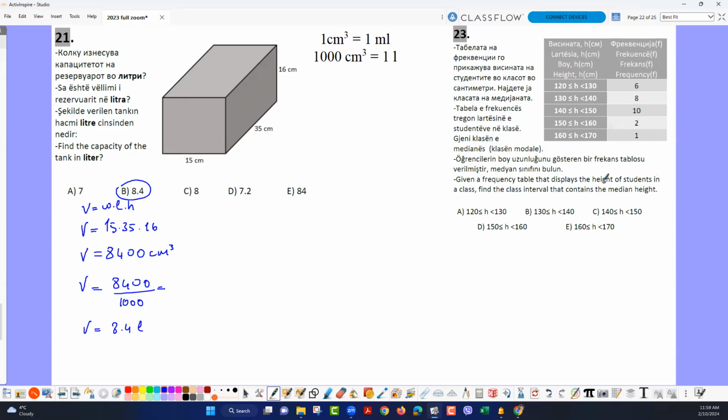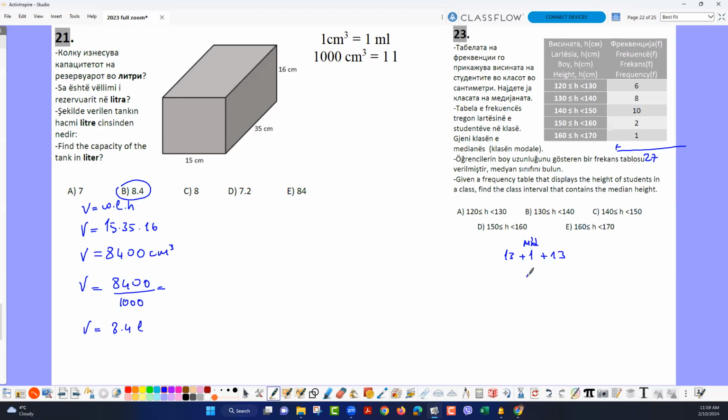So in statistics, the median height means the middle number. Totally, how many are there? 6 plus 8, 14, plus 10, it's equal to 24, plus 2 plus 1, it's equal to 27. If there are 27, the middle number has 13 numbers before it and 13 numbers after it.